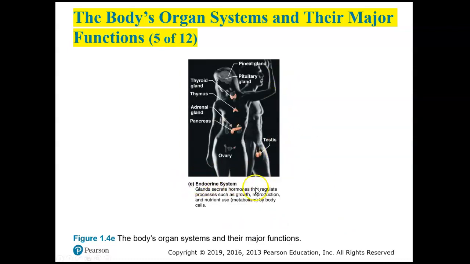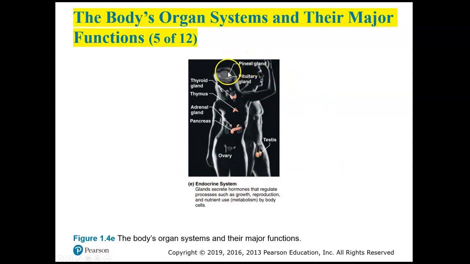Here we're looking at the components of the endocrine system. The endocrine system produces hormones, and the hormones are released through our bloodstream. They regulate processes such as growth, reproduction, and nutrient use or metabolism by body cells. The endocrine system is the second control system, but it is not fast acting. It is a slower acting, longer lasting control system as compared to the nervous system.